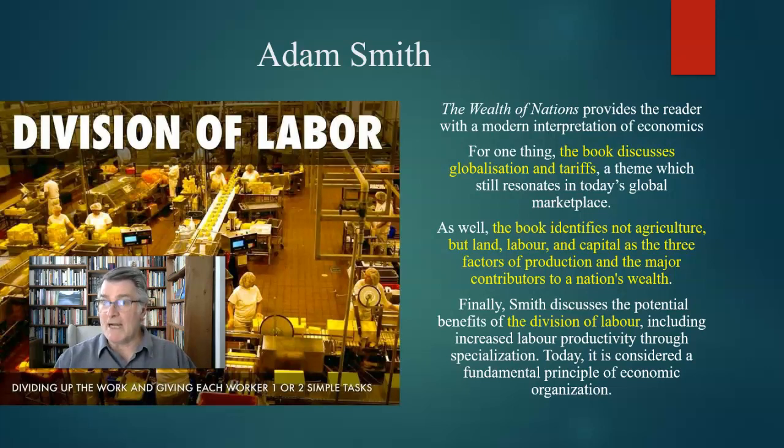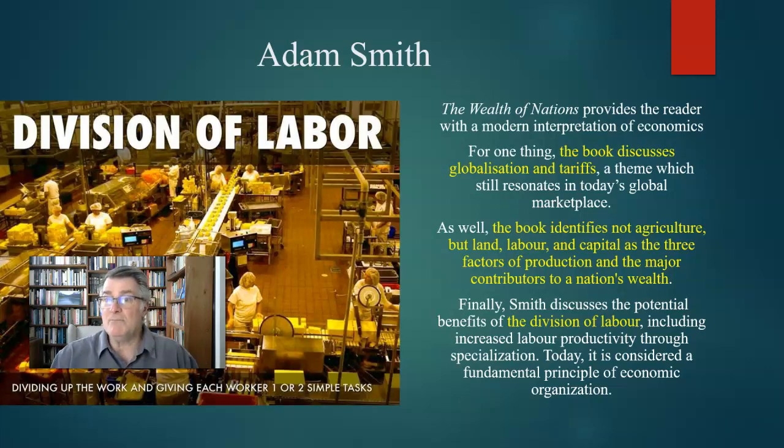Now, we should be reminded of what we just read a few moments ago from Ferguson's book, right? The first person to stake a chunk of land, put a fence around it, call it their own. There's Smith going, yeah, that's the first most basic element of an economic society. So land, labor, and capital are the three major factors of production and contributors to a nation's wealth.